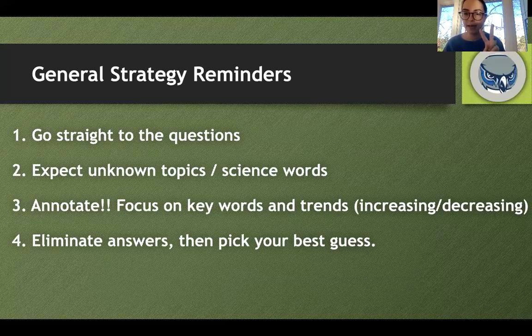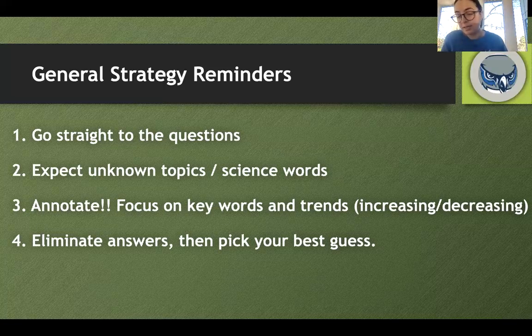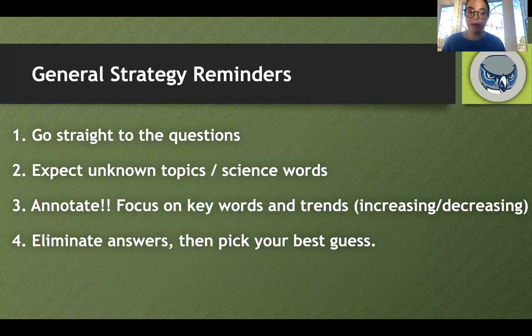Okay, second, expect unknown terms. There are going to be some crazy words you've never heard of. They do that on purpose, right? To freak you out. Don't be freaked out. Just be like, don't know what that word is. Let's keep going. And then annotate for number 3, my third tip. Make sure you're writing all over the paper. That's why we give you practices on Jamboard, so you can highlight and underline and annotate.